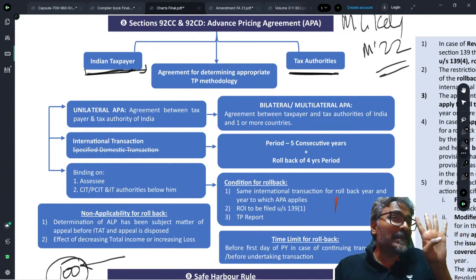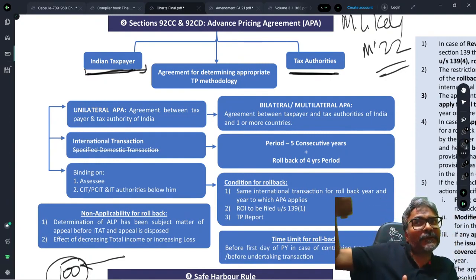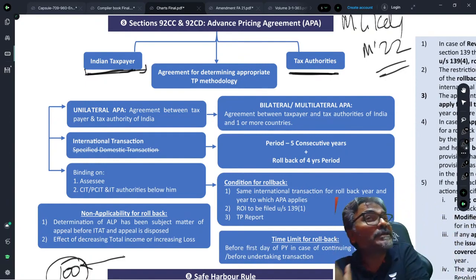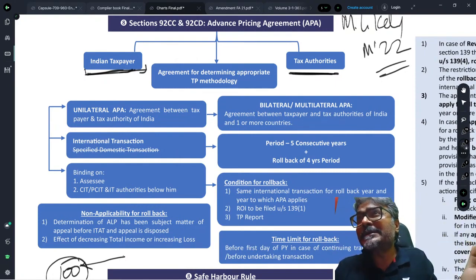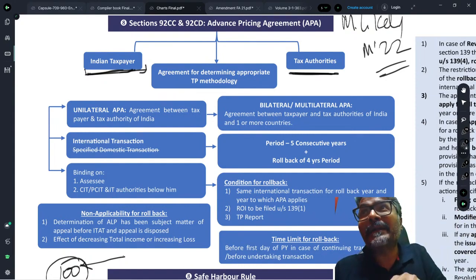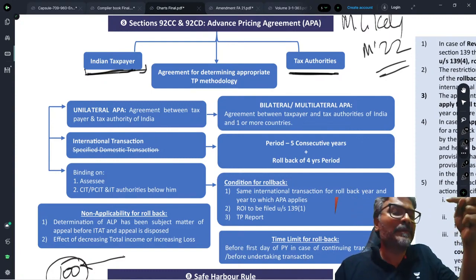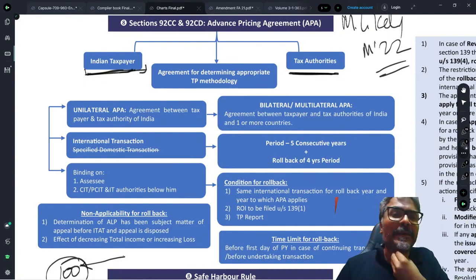Now the rollback, students, is for 4 years. So 5 years forward, this is for the future transaction, and 4 years backward, this is for the concluded transaction of the past years on which there is a litigation between the SSE and the department, and the rollback facility is made available to resolve the litigation or to settle the dispute.